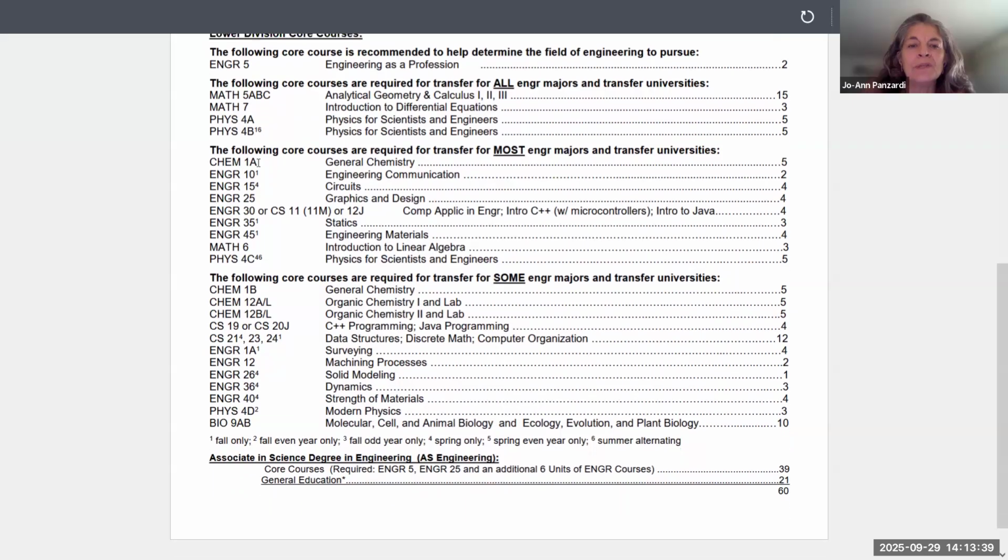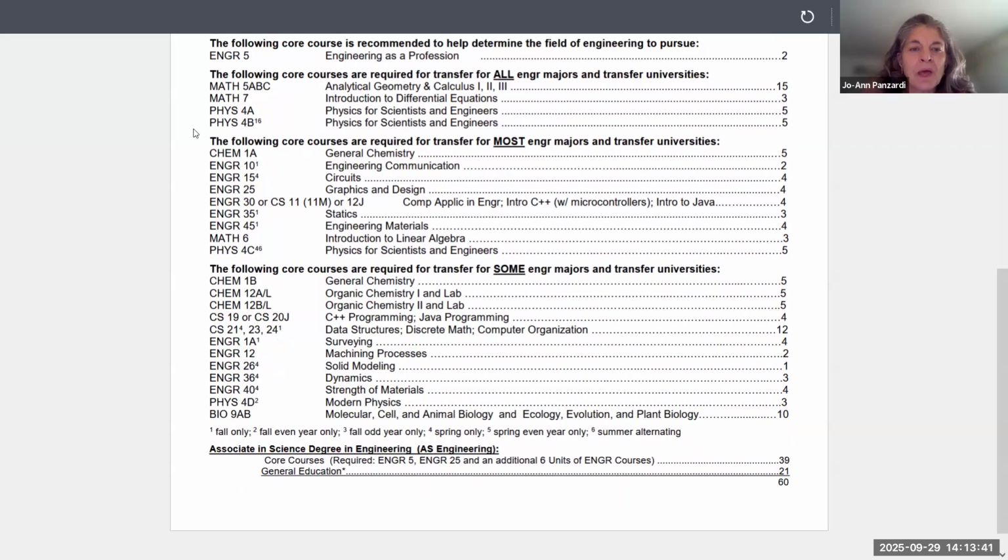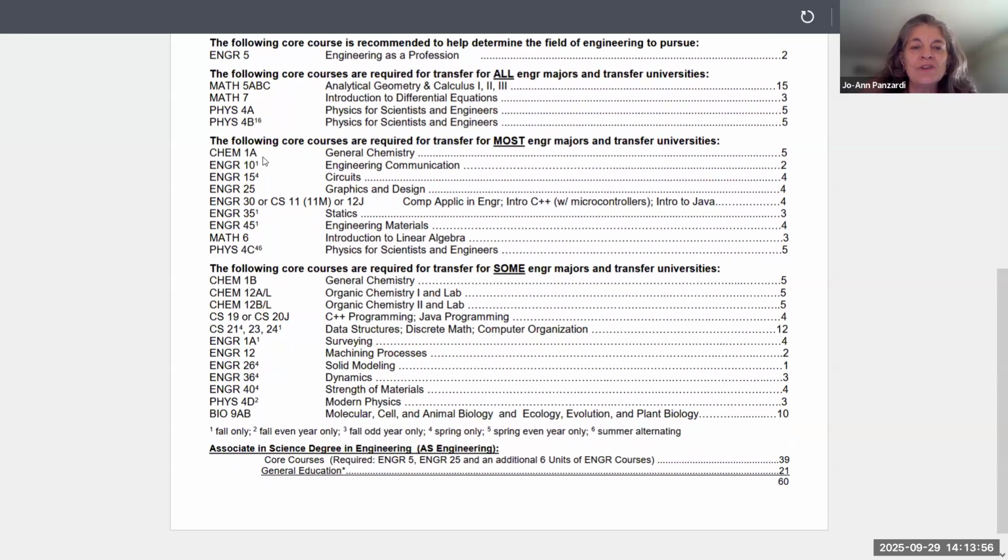Okay, now we're going to the last 2 categories. The following core courses are required for transfer for most majors and transfer universities. So almost everyone has to take a Chem 1A class. Almost. Okay, so let me just talk about it. Chem 1A. There are some universities for electrical and computer engineering that you don't need a chemistry class. So that's the caveat, but otherwise almost all.